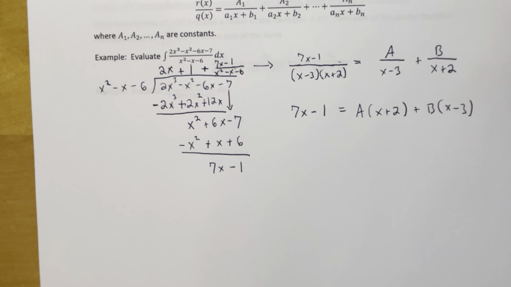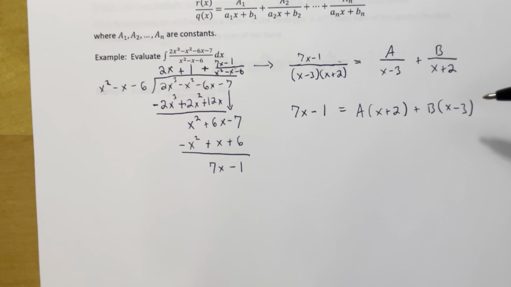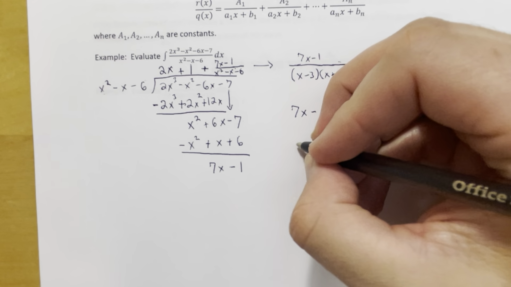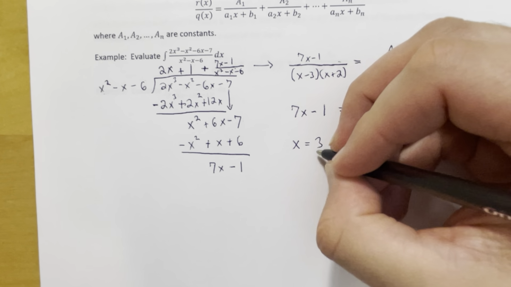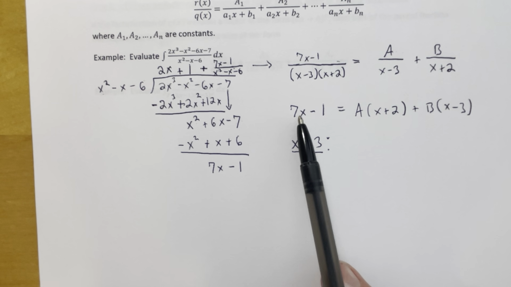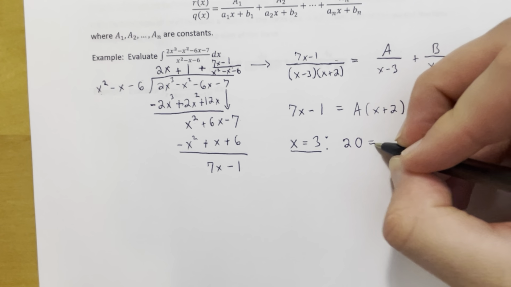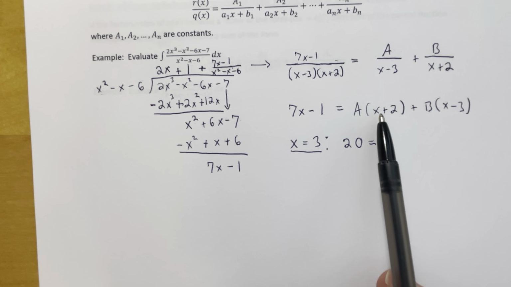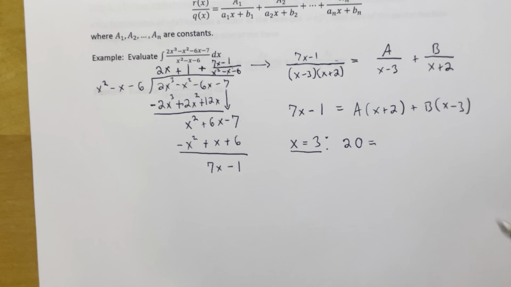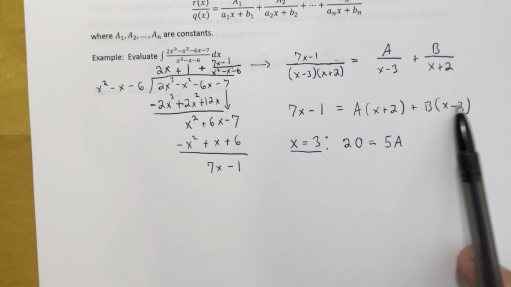So the benefit of knowing that is that we can start plugging in convenient values for x on both sides of this equation in such a way that it makes it easy to solve for a and b. For example, what would happen if I plugged x equals 3 into both sides? On my left-hand side, I'd have 7 times 3, which is 21, minus 1, which is 20. On my right-hand side, I would have 3 plus 2, which is 5, times a, which I prefer to write as just 5a. But over here, when I plug a 3 in for that x, 3 minus 3 is 0. This whole term goes to 0.